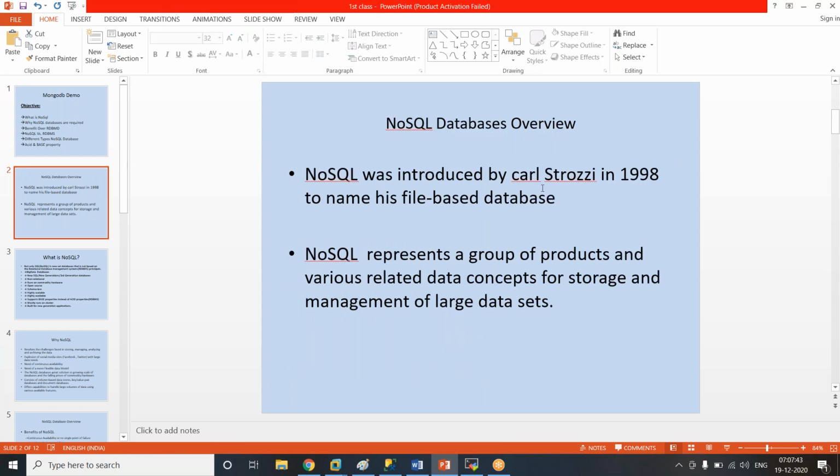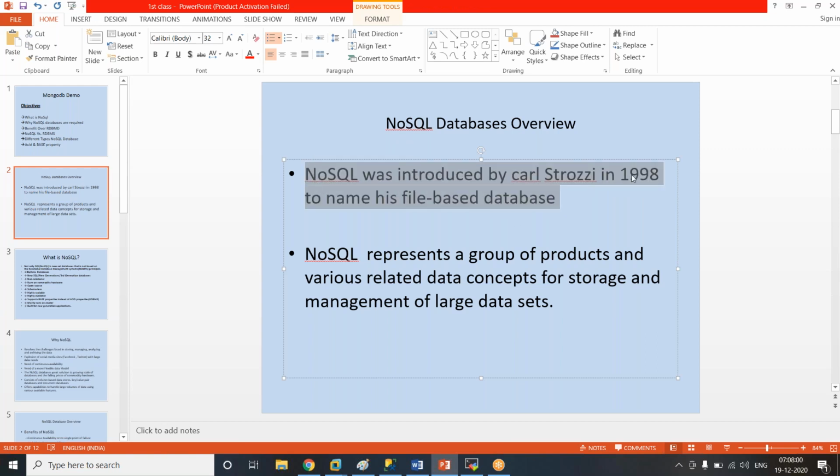NoSQL was introduced by Carlo Strozzi in 1998, who named it as a file-based database. Actually, this is not a new thing in the market. It was invented a long time ago, but there was no response from the market because we were satisfied with RDBMS products during that time. Data generation nowadays is versatile. Everybody has a mobile, everybody has a different device to interact with the internet and generate data. Ten or 15 years ago, people didn't have smartphones or smart devices in their hands, so data generation was limited and your data was fixed in schema.